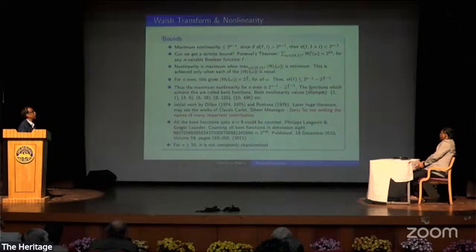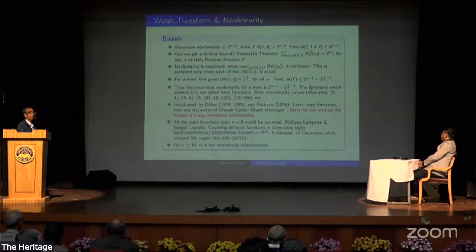Then can we get a stricter bound? Yes, because Parseval's theorem tells us that all the Walsh spectrum values cannot be 0. The sum of their squares is 2 to the power 2n. So nonlinearity is maximum when the max of that value is minimum. This is achieved only when all the values are equal. So total 2 to the power n values, their squares adding to 2 to the power 2n. So all the values are equal, and one value squared would be 2 to the power n. Then you take the square root, because you earlier have the square. So the value would be, when everything is minimized, 2 to the power n by 2. So nonlinearity must be less than or equal to 2 to the power n minus 1 minus 2 to the power n by 2 minus 1.